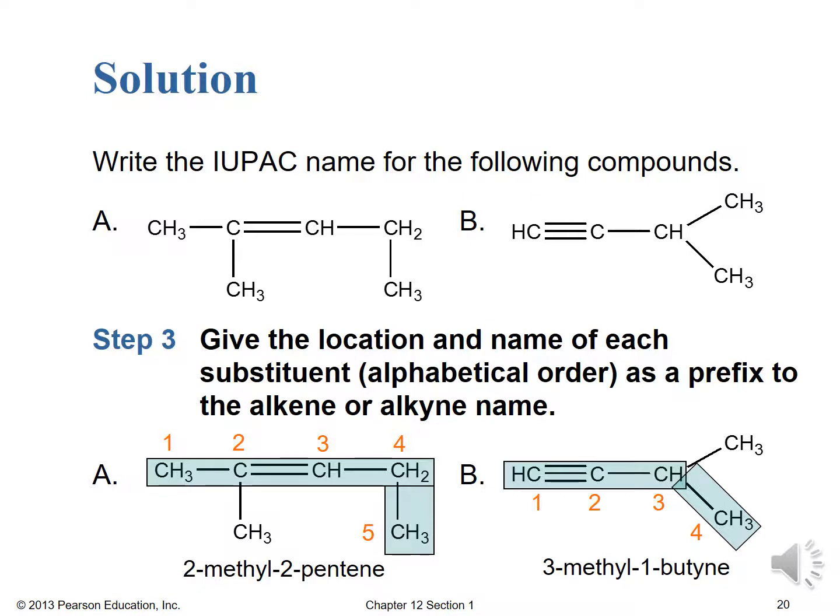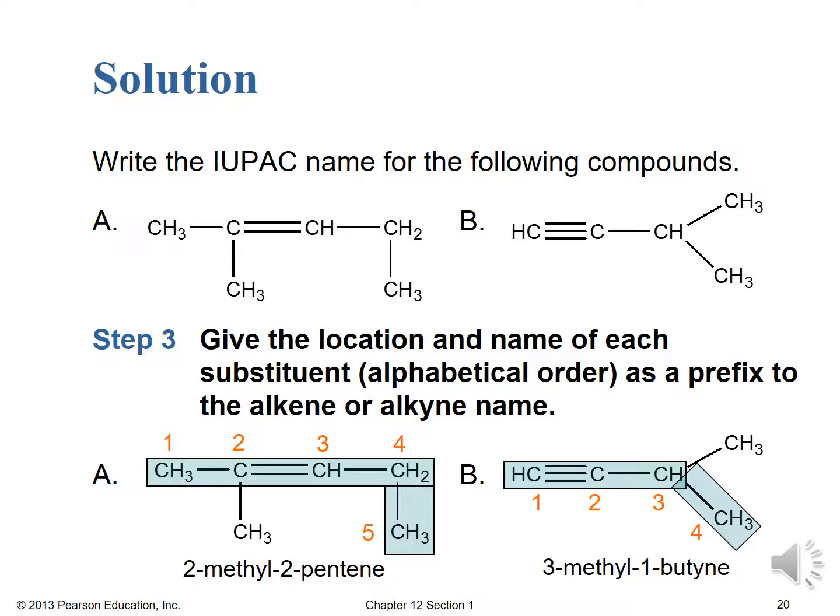Okay, now finally in step 3, we're going to give the location and name of each substituent in alphabetical order as a prefix to the alkene or alkyne name. So for A, because we hit both the double bond and the substituent on carbon 2, this is going to be a 2-methyl-2-pentene, right?